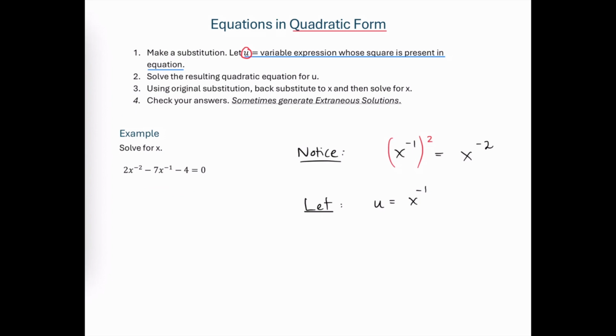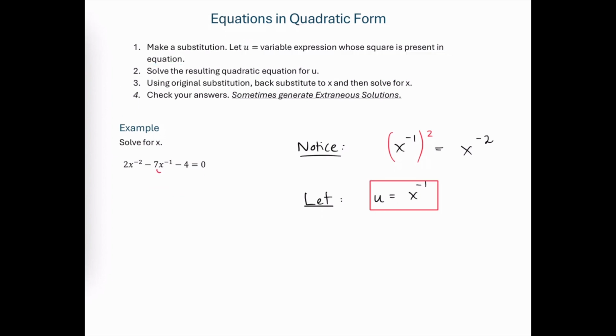And then we're going to make that substitution in the equation. So we're going to let x to the negative 1 be equal to u. And as a result of that substitution, we'll see that x to the negative 2 is going to end up being u squared. So let's go ahead and make that substitution, to get 2u squared minus 7u minus 4 is equal to 0.